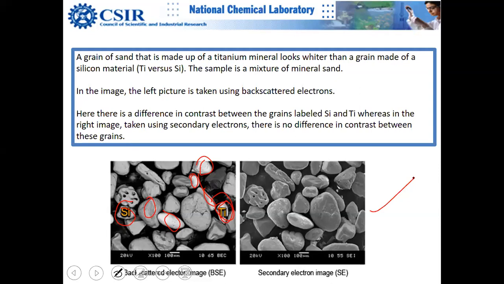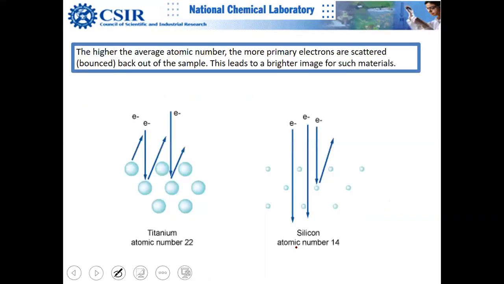Voltages, keep noting the voltage and other details. So 20 kilo electron volt, 20 kilo electron volt, 100x, and the scale bar is 100 micrometer. And this is backscatter, and this is secondary electron. Okay. And these are obvious things.